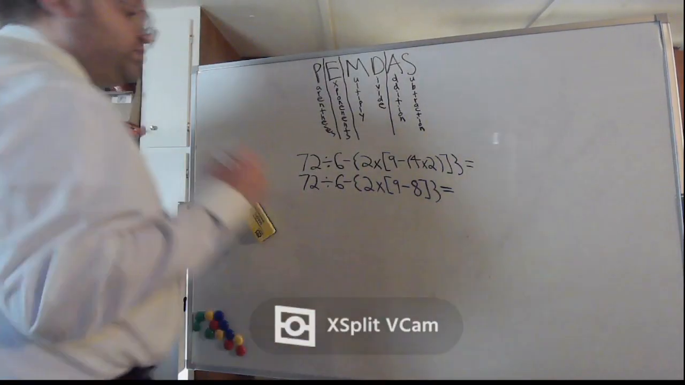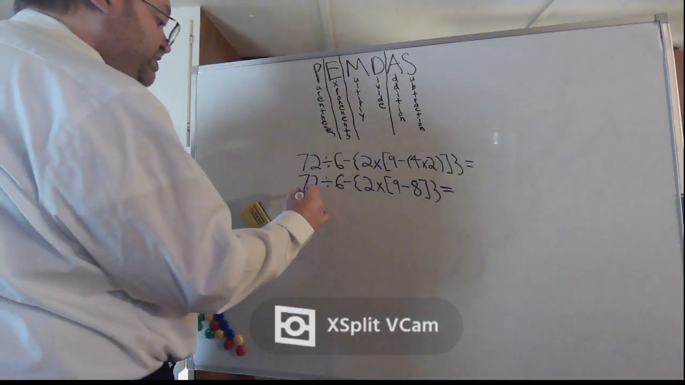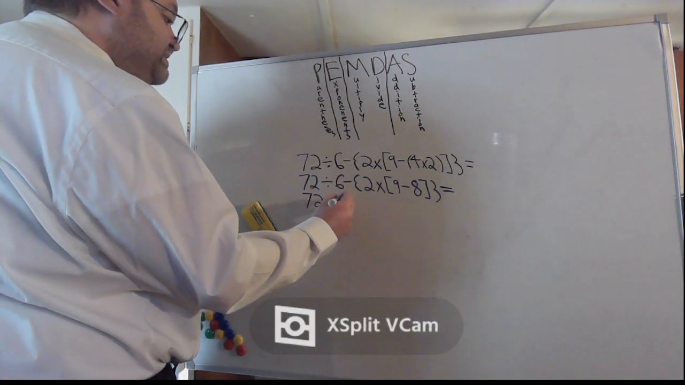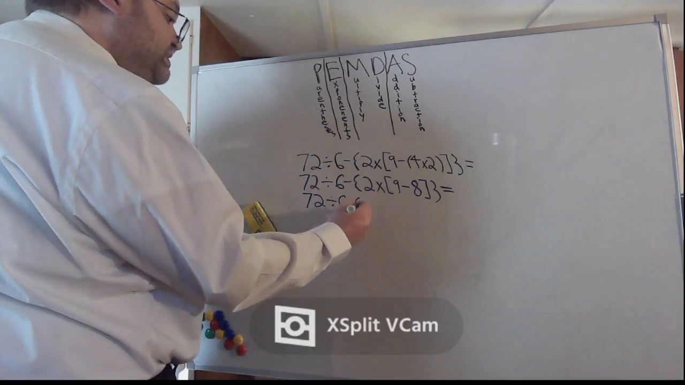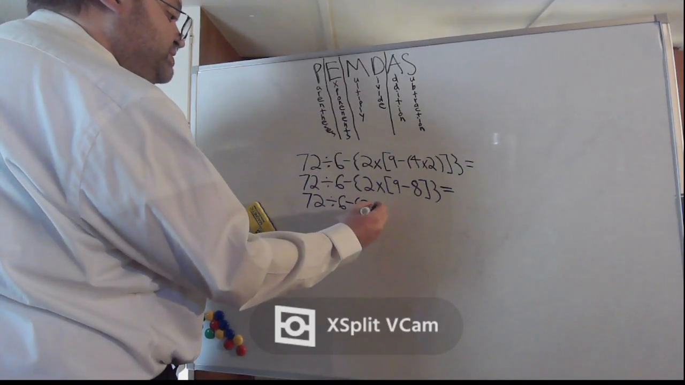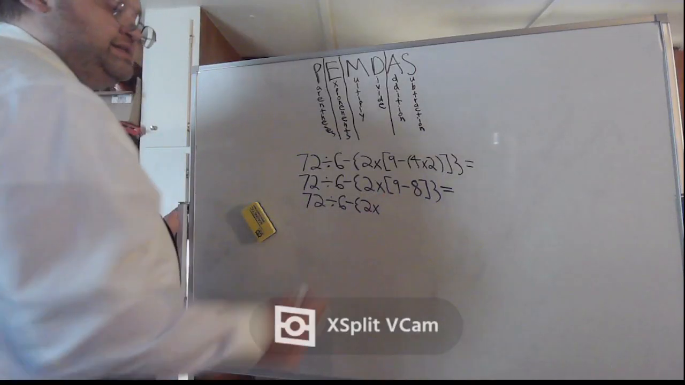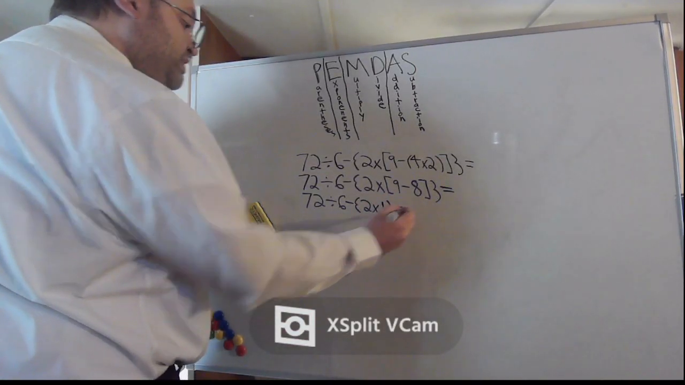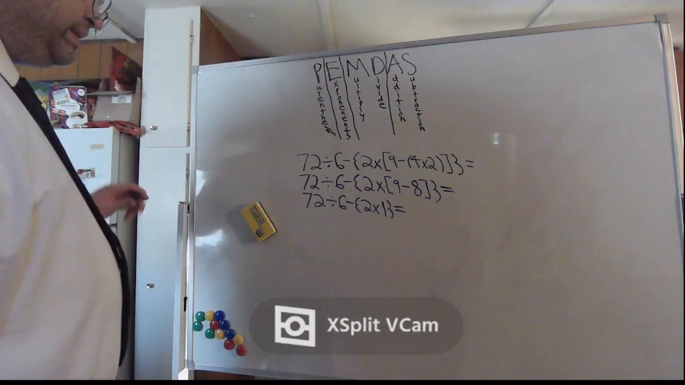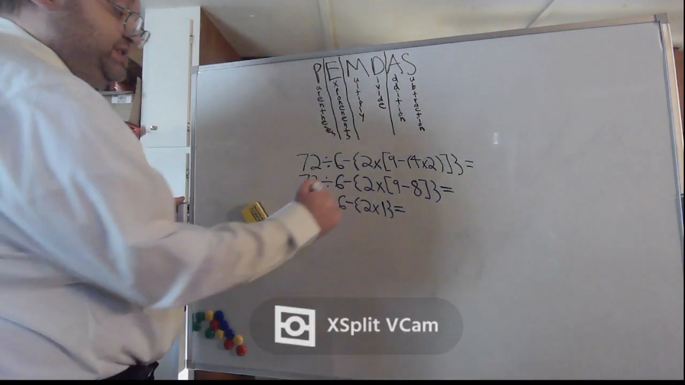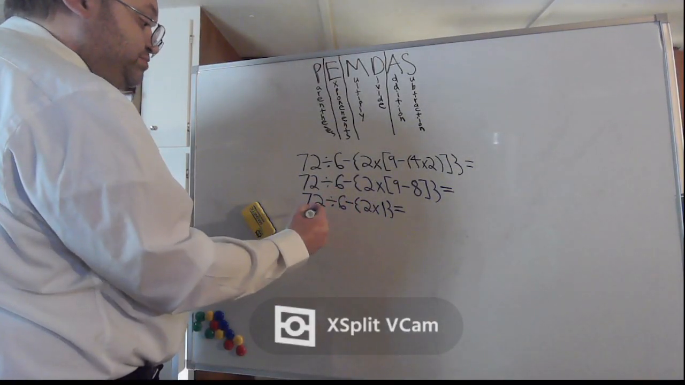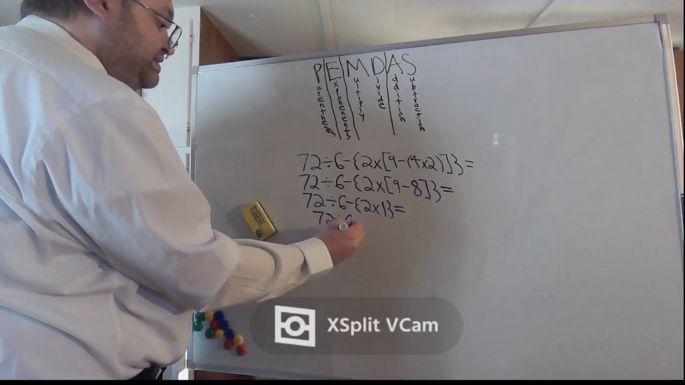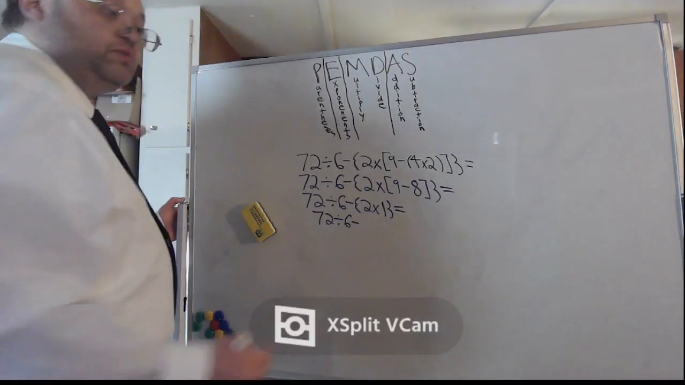So following those rules, we're still going to stick within the parentheses. You'll have 72 divided by 6 minus, inside the brackets you'll have 2 times, what is 9 minus 8? 9 minus 8 is 1. Okay. Then we'll still solve for the parentheses, which are those brackets. You'll have 72 divided by 6. Now what is 2 times 1? Well, that's 2.